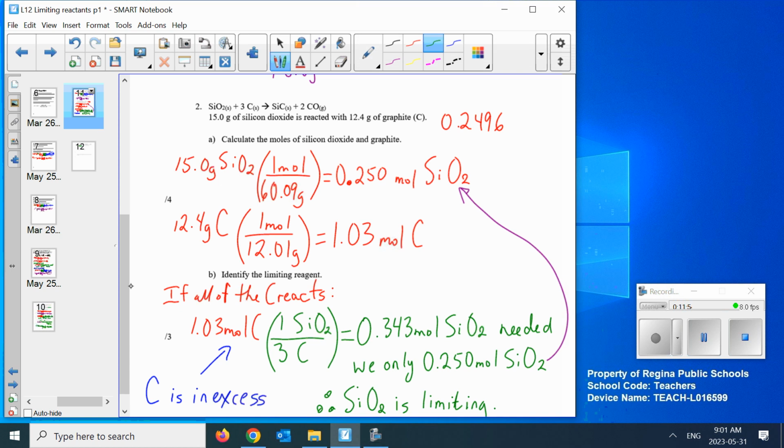So, we have 1.03 moles of carbon. That's what's in it. We know that not all of that's going to be used, right? So if we use the limiting reactant, we'll figure out how much carbon is actually used first, okay? So this is what we're going to do. We're going to go with the limiting, that 0.25 moles.